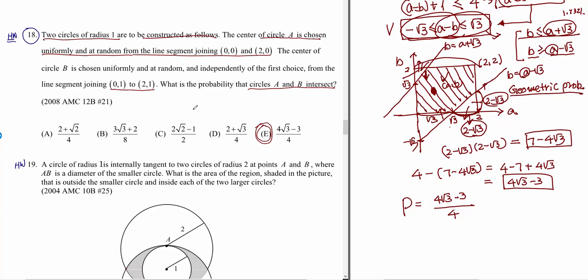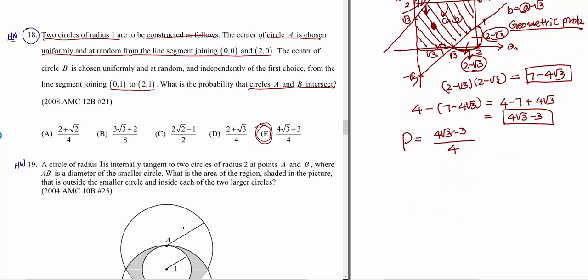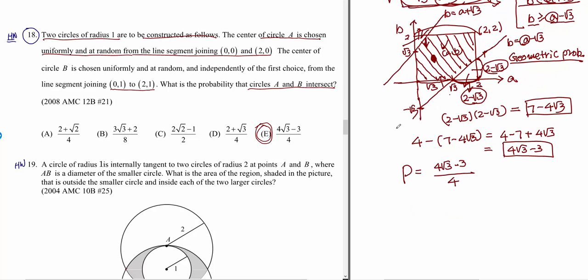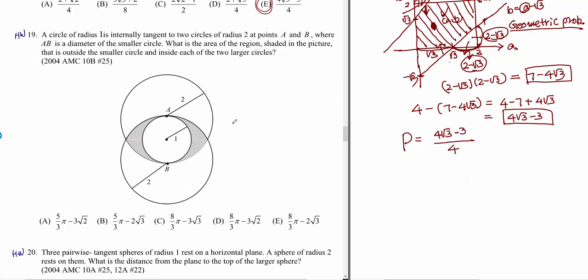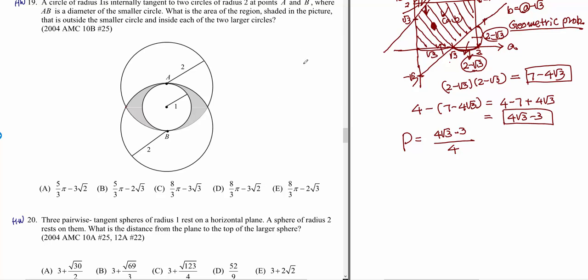Any questions on this number 18? Nicholas? No. It's okay? Alright. Yeah. Now write down number 19. Okay, number 19, we can use this graph.